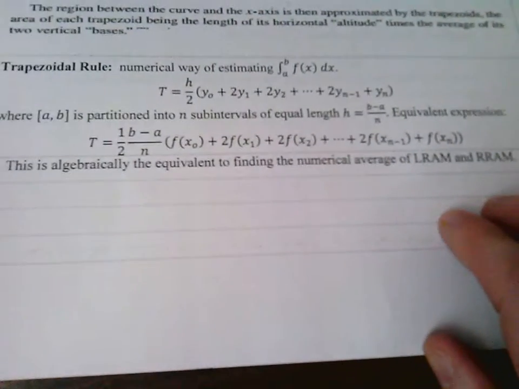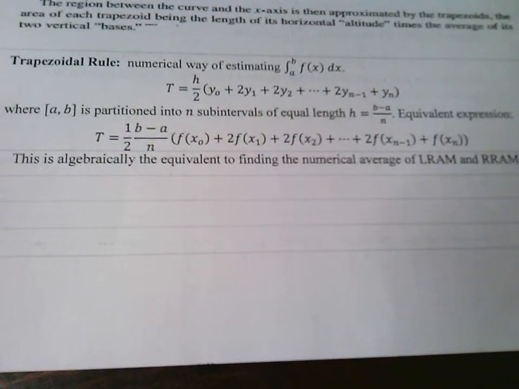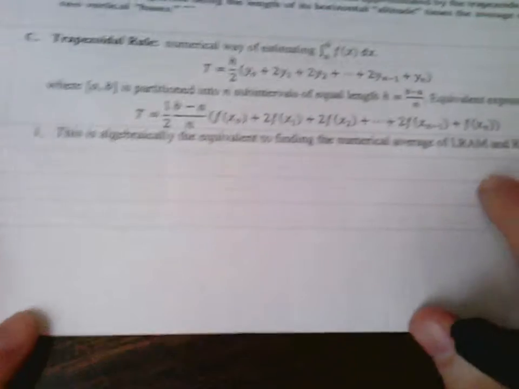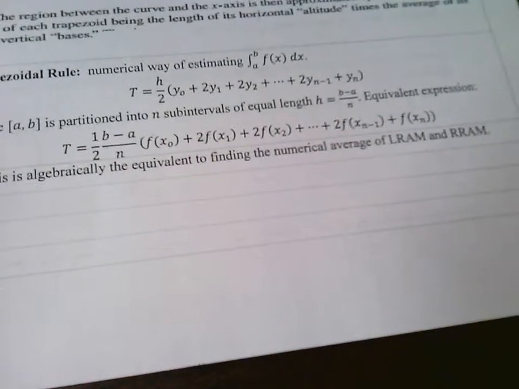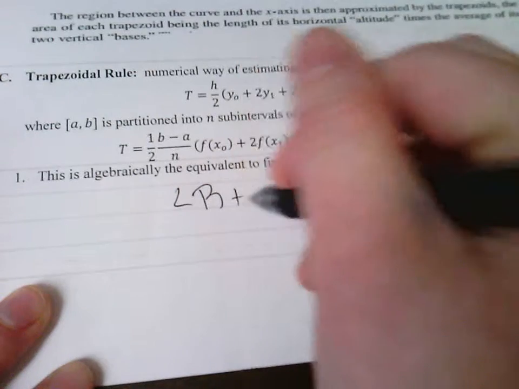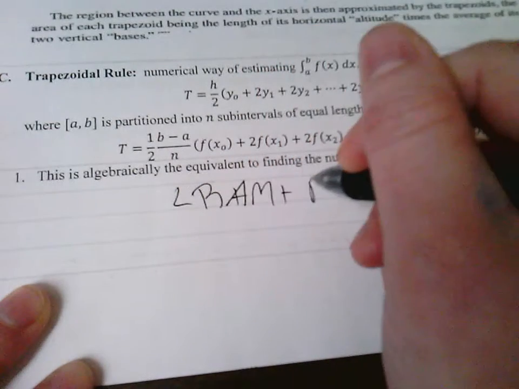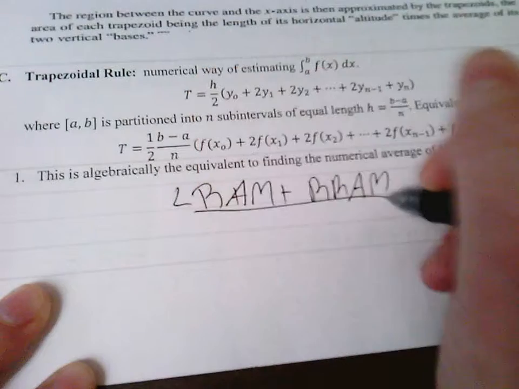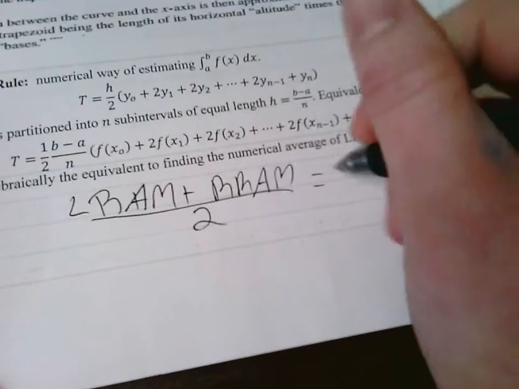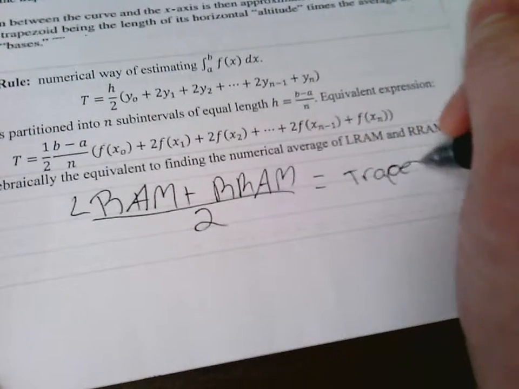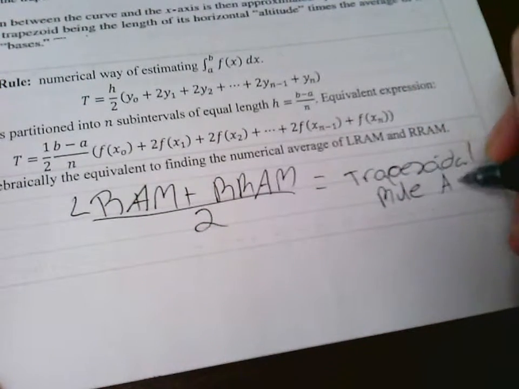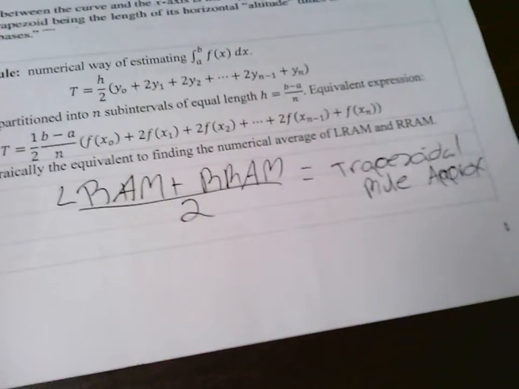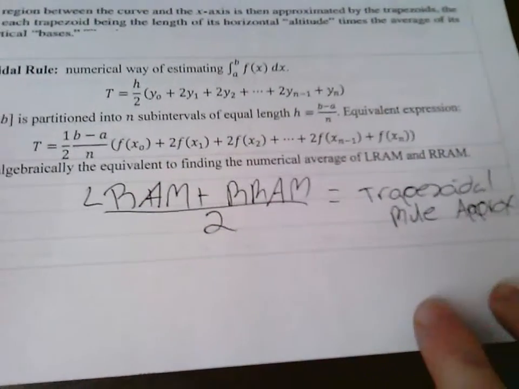Okay, so let's get started on an example. So, yeah, the trapezoidal rule is also equivalent to finding the numerical average of LRAM and RRAM. So if you were to do LRAM plus RRAM divided by 2, you will get the trapezoidal rule approximation. Okay, so that's all that means. So it's another way of confirming your answer.